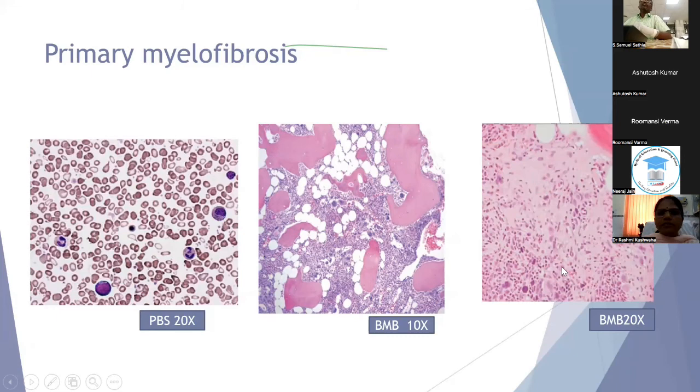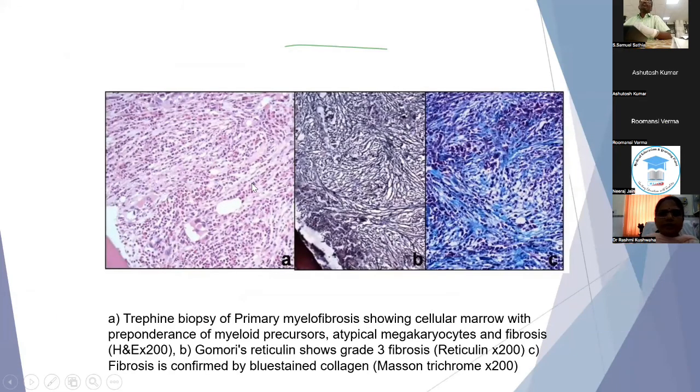presence of fibrosis. This image is showing a large amount of fibrosis, reticulin stain, which is showing grade 3 fibrosis, and this is Masson's trichrome stain, which is again showing increased fibrosis. This was a case of myelofibrosis.